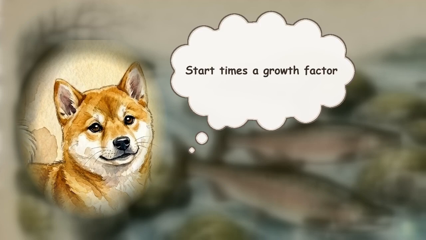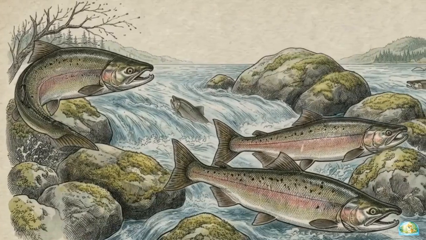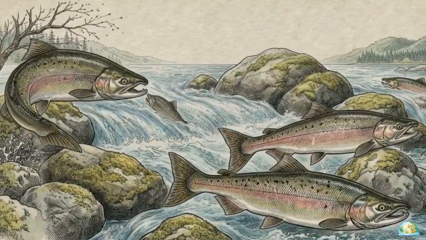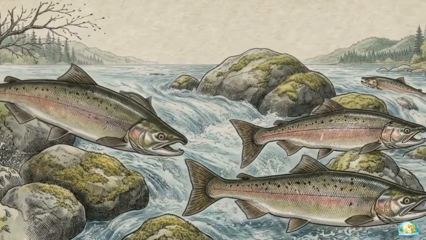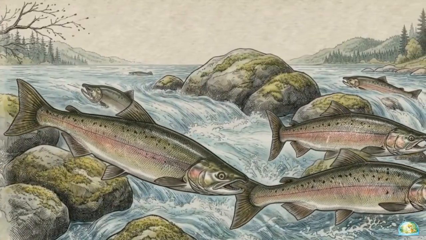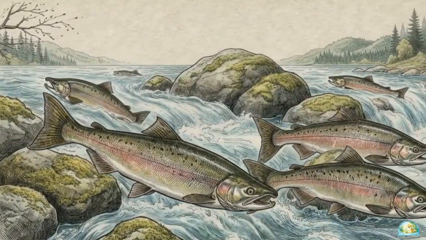Start time's a growth factor. Factor above 1 means growth. Below 1 means it decays. Welcome to the salmon run. Here, growth happens through repeated multiplication, a pattern seen in the surge of the river and the populations within it.